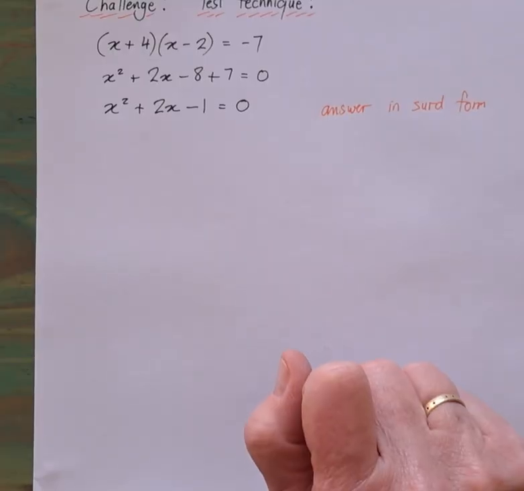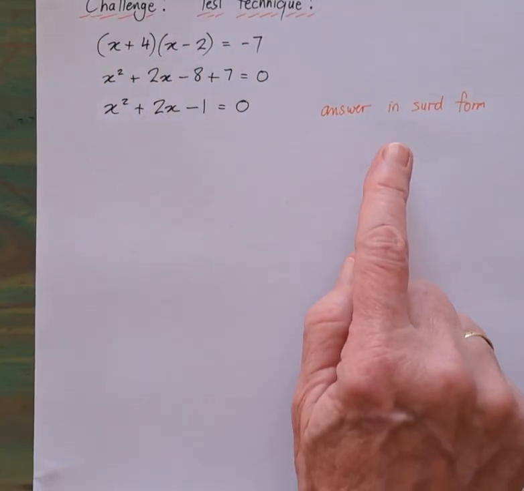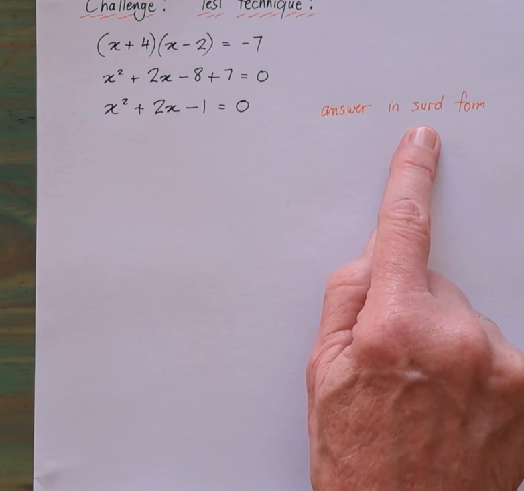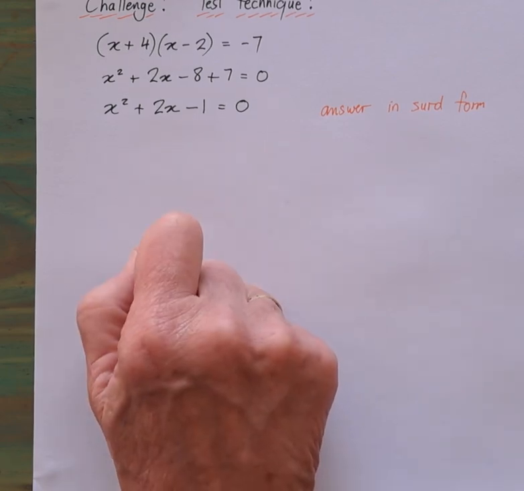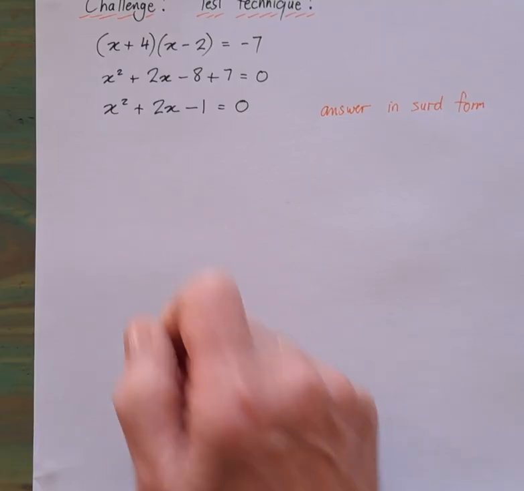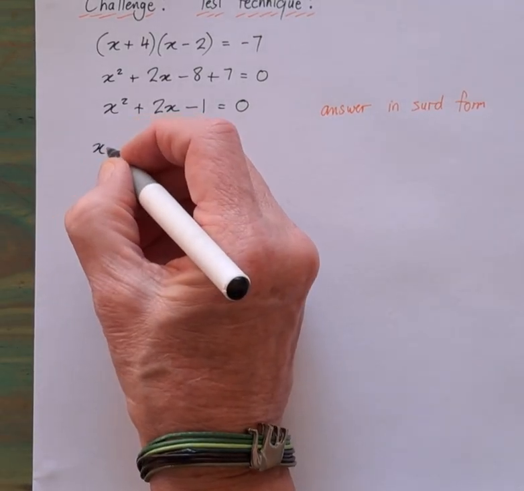I didn't say that at the beginning because I wanted you to think through this process first, but we are going to end up with an answer in surd form, because with this not being able to factorize with factors, we now need to go to the quadratic formula. So writing down our quadratic formula first.